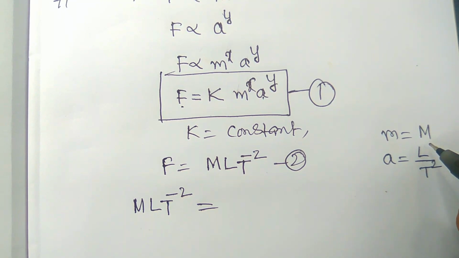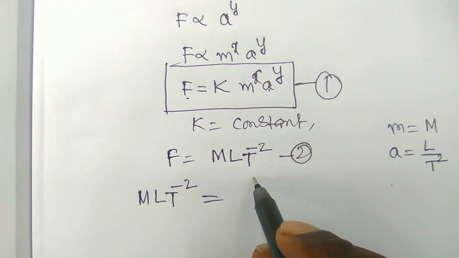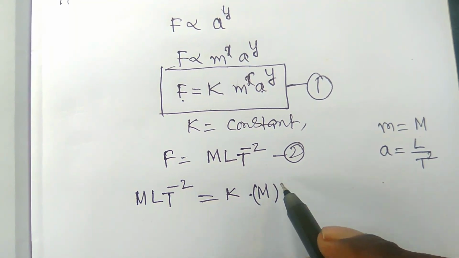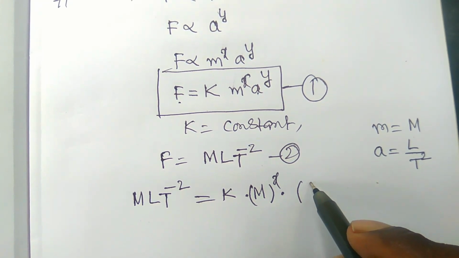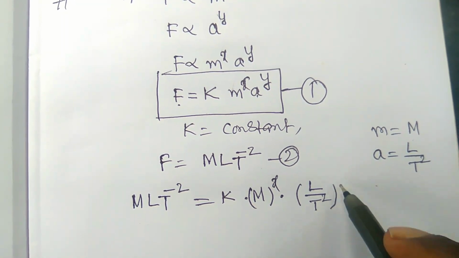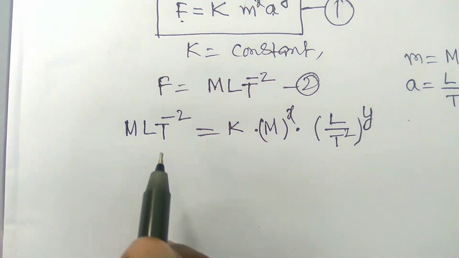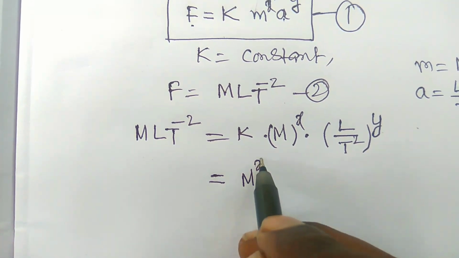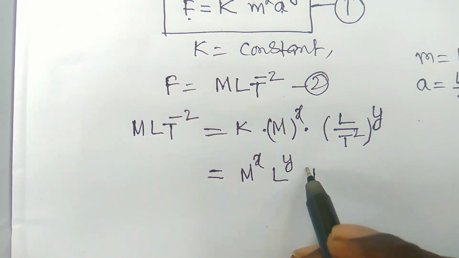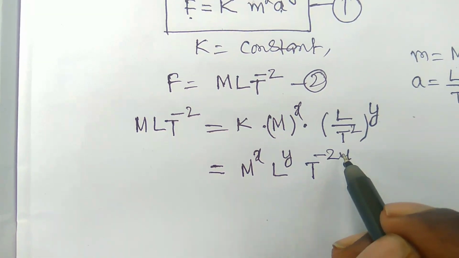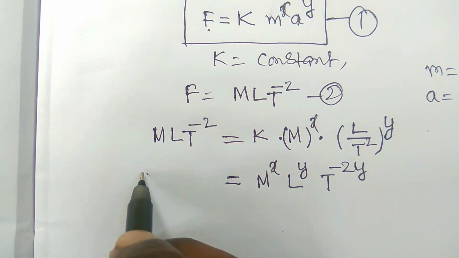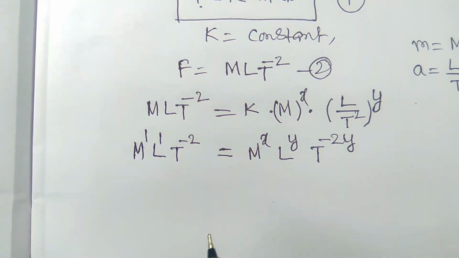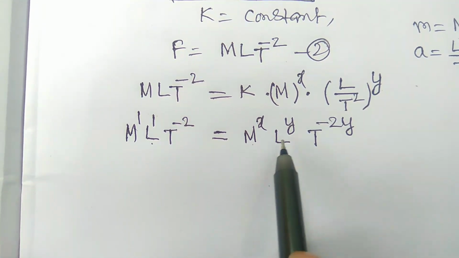Velocity is displacement by time, and acceleration is velocity by time, which gives L by t squared. So we write F = k · m^x · (L/t²)^y. Now we have to compare. The constant should be neglected, so it can be written as m^x L^y t^(-2y). The square is written as minus 2, and on the LHS, MLT^(-2) is m^1 L^1 t^(-2). So here MLT is there.